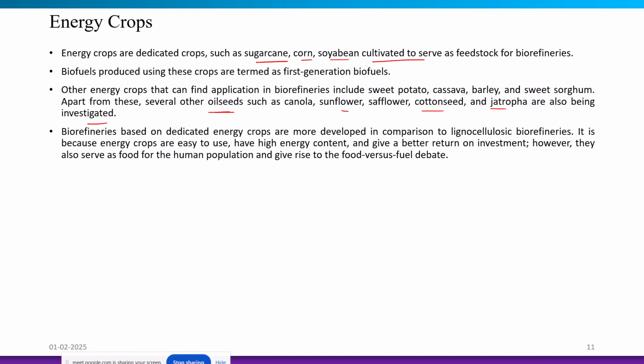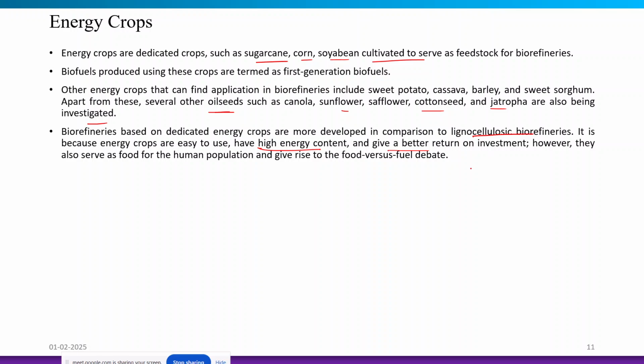Biorefineries based on these dedicated energy crops are more developed in comparison to the lignocellulosic biorefineries. It is because these kinds of energy crops, sweet potato, jatropha, or these kinds of oil seeds, are very easy to use, having high energy density and giving a better return on investment.